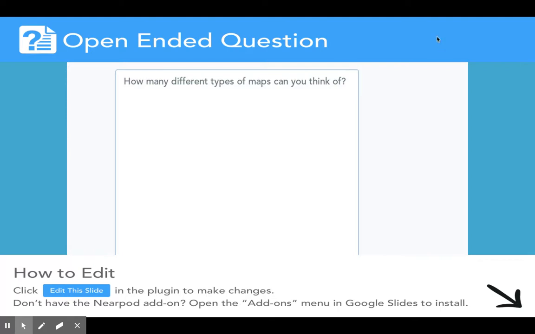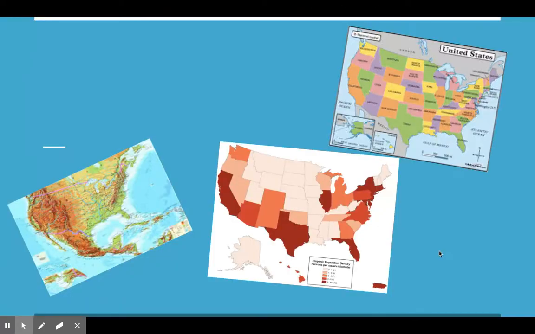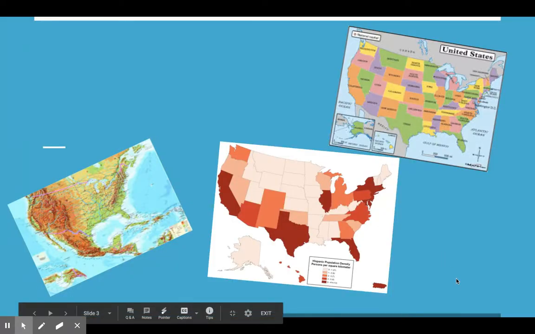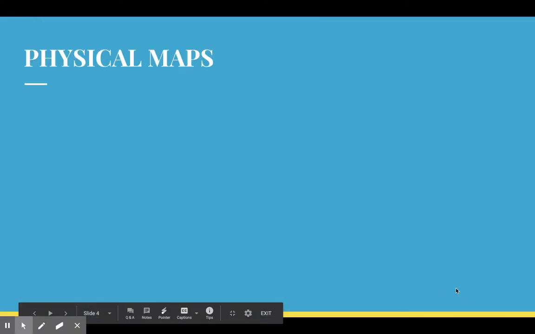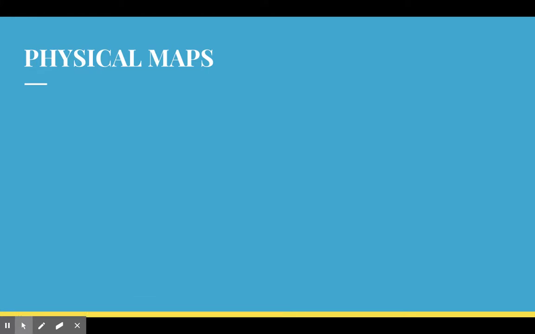All right. Let's look and see. Oh, look at maps. Lots of maps. Oh my goodness. Now that was fun. All right, we're going to look at 6 different kinds of maps. We're going to start with physical maps. So you should have your workbook out and open to page 4. Everybody go to 4. Okay.